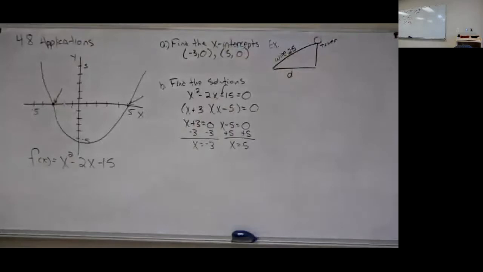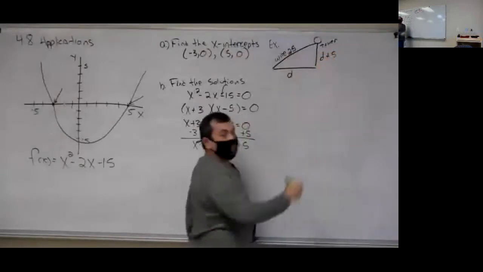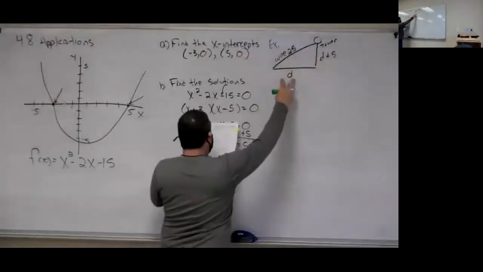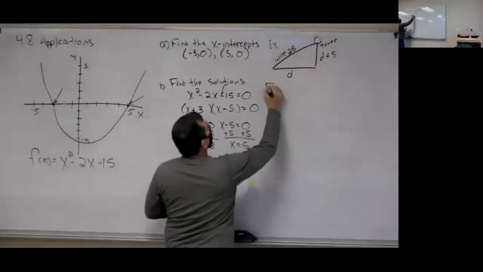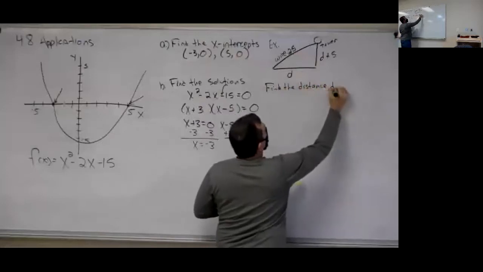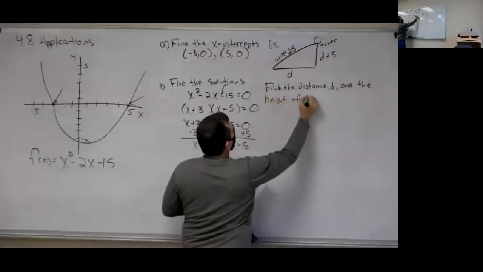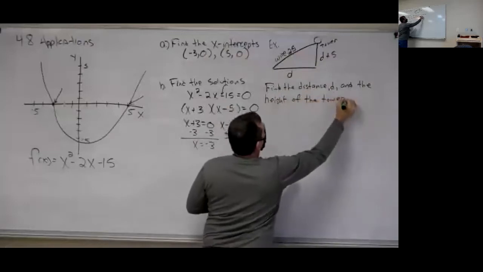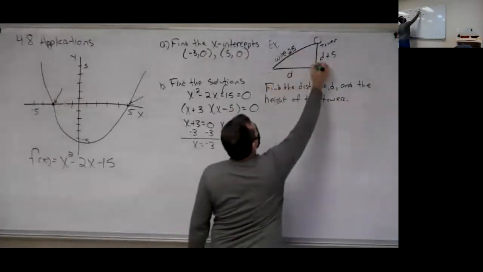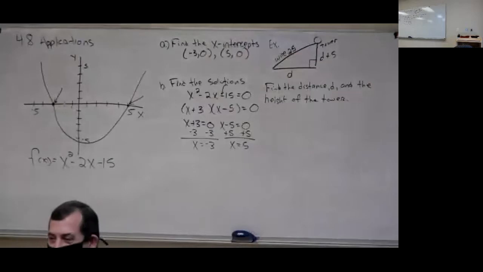But then it said the height of the tower was 5 feet greater than that distance. So that would be D plus 5. They want me to find the distance D and the height of the tower. Tell you what, I'm going to make this look like a triangle, and I'm going to draw a little square right there. That means I got a right triangle with a 90-degree angle sitting on it.